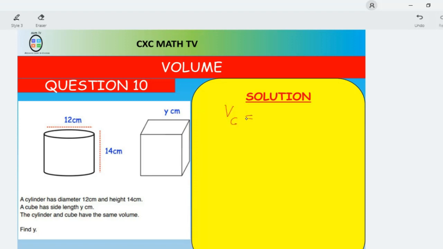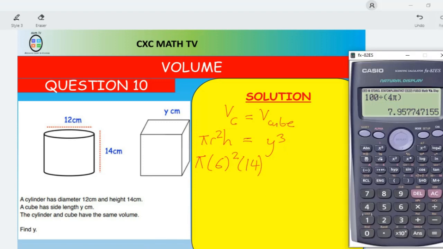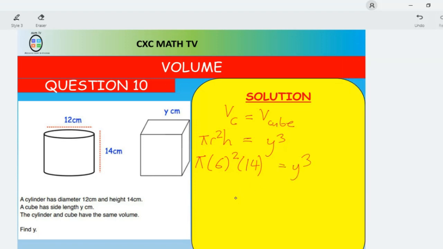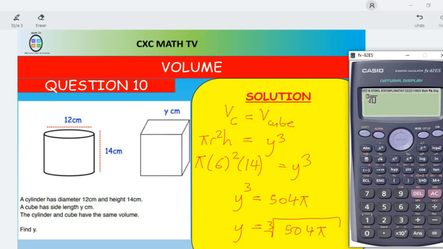Okay. Well, if the volume of the cylinder is equal to the volume of the cube, then this is saying pi r squared h is equal to y cubed. So this works out to be pi times the radius, if the diameter is 12, the radius is 6. So that's what we need to work out. 6 squared times 14, and we multiply that by pi. That gives us this amount, and that's equal to y cubed. So y is equal to the cube root of 504 pi. So we're going to cube root it now. So we cube root that amount and we get 11.65.